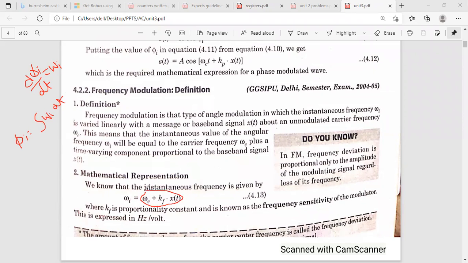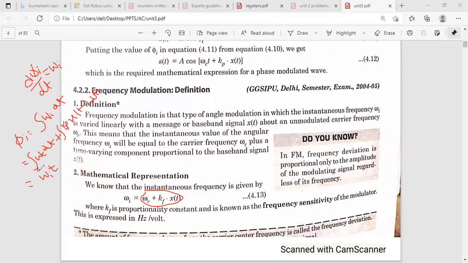If you substitute this one instead of omega I, you can write omega c into dt, integral omega c into dt split chesi, plus integral kf x of t into dt. Kf x of t into dt you can write. Okay, so after simplification, ikkada manaki omega I into integral dt ante em vastundi manaki, t ane vastundi.